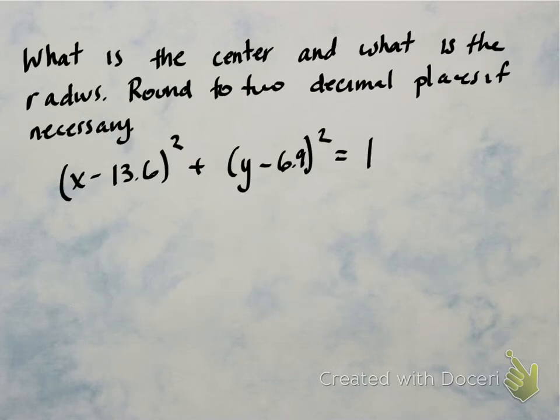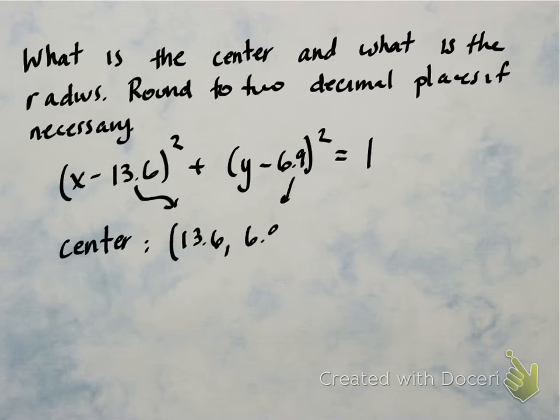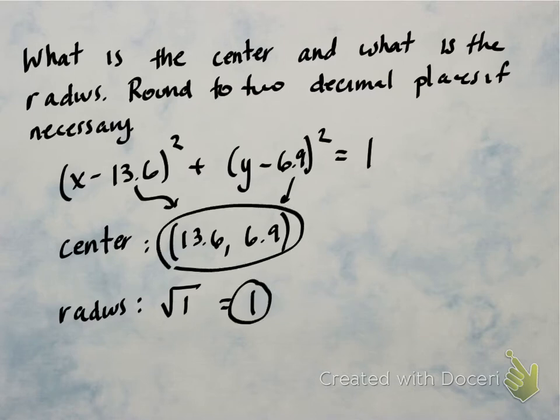Here's another one. We have (x minus 13.6) squared plus (y minus 6.9) squared equals 1. The center is going to be at, again opposite, positive 13.6 here and opposite, positive 6.9. For the radius, we're just going to square root the 1, which is just 1. So there's my radius, there's my center, and that's all there is to it.